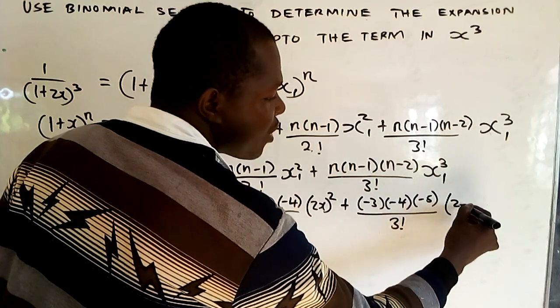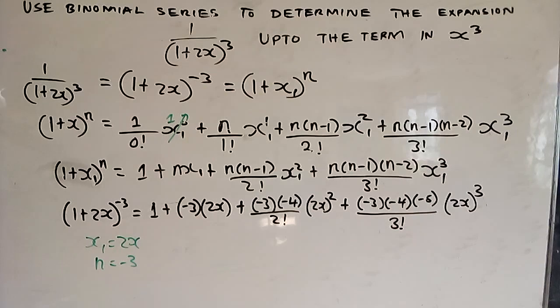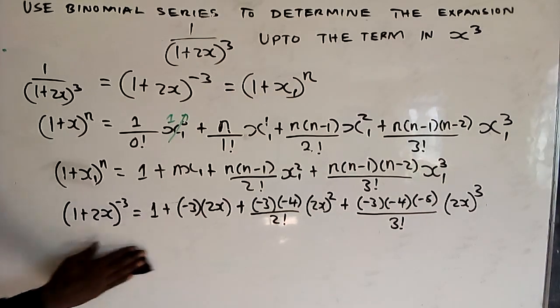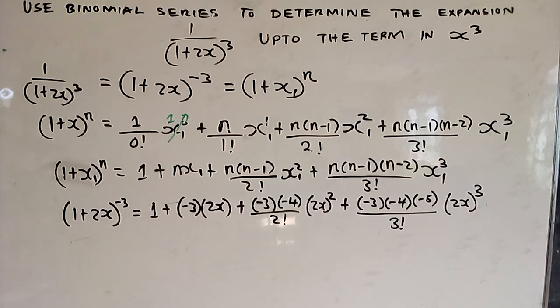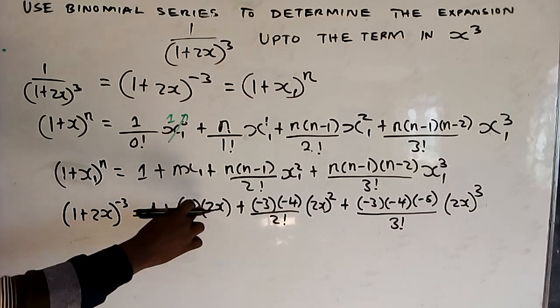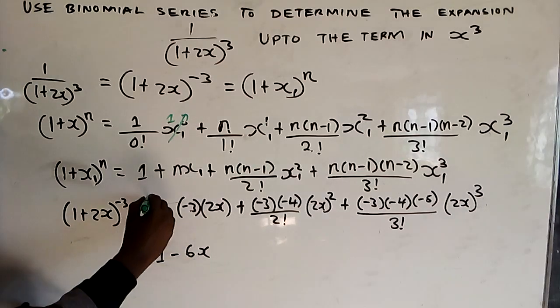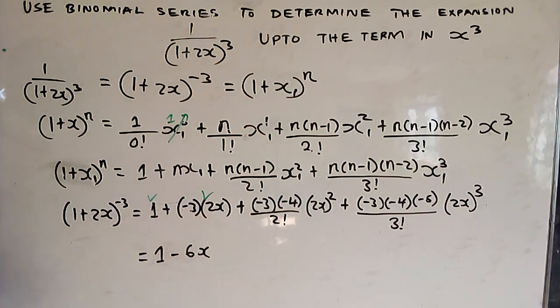Then your x1 we found is 2x, and it is raised to the power 3. So have you seen you substituted everything? Are we together? The next step is to simplify. So start here. This equals 1. Then negative 3 times 2x you get negative 6x. So you dealt with that term. You go here.